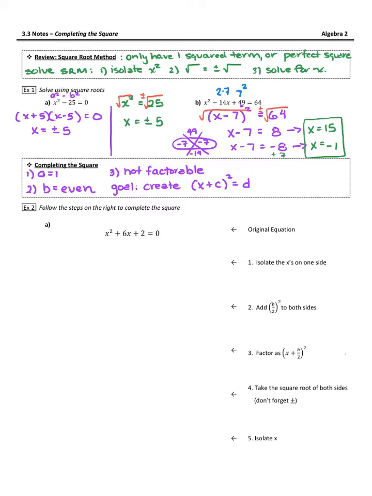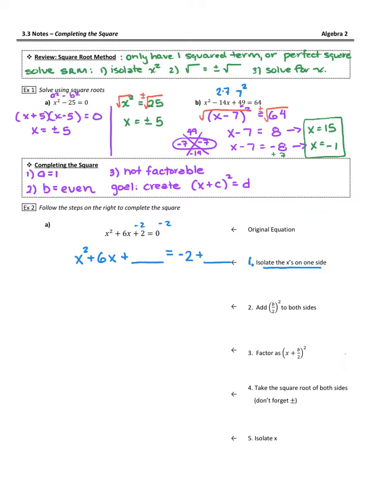So here's your original equation. The first thing you want to do here is isolate the x's on one side. So I do a little more than just isolate the x because I am going to be adding something to both sides. So I'm going to subtract 2 from both sides. So I have a -2, and whatever you do to one side, you have to do to the other. All right, so I've isolated my x's.